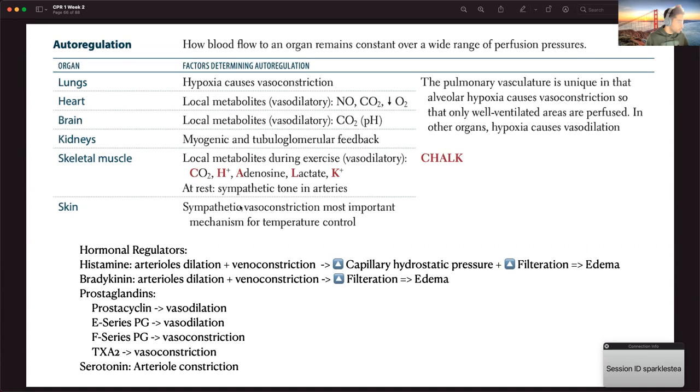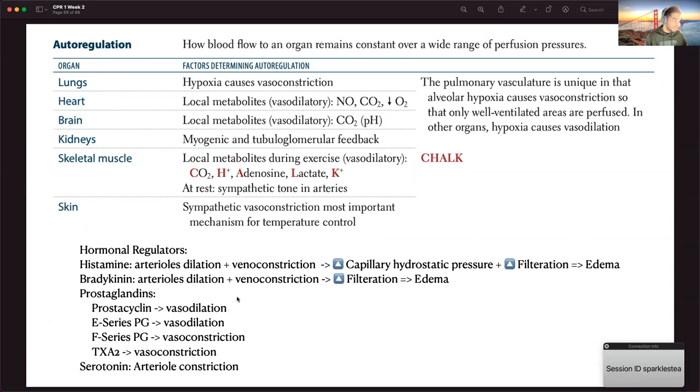Let's move on to your hormonal regulators. These you gotta know, because this was something a lot of folks ignored because they were like, oh yeah, histamine, bradykinins, these are things we've learned in FTM. But remember, these have specific effects, right? Arterial dilation plus venoconstriction is going to cause increased capillary hydrostatic pressure, and increased filtration is going to lead to edema, right? So this is how they can test you on these based off of the increasing values. Bradykinins, okay, filtration, edema also.